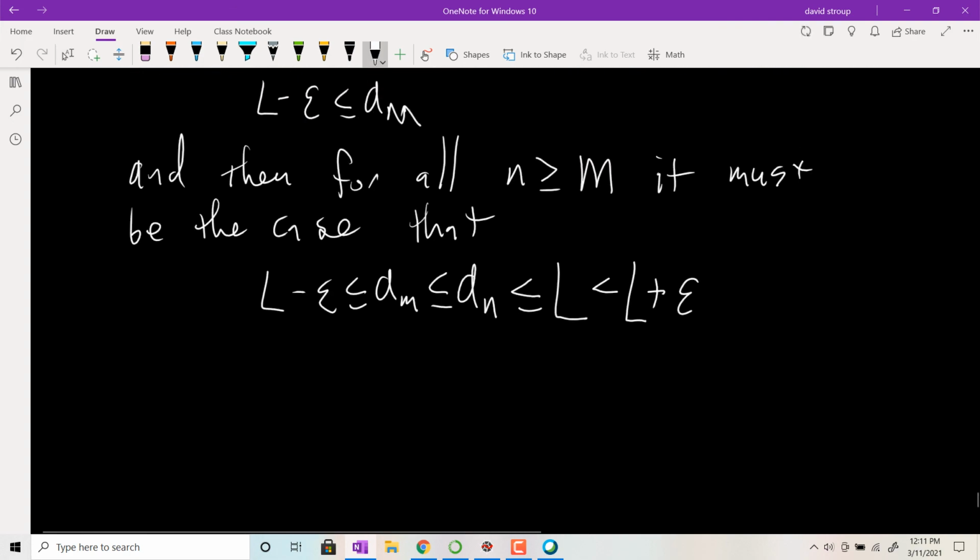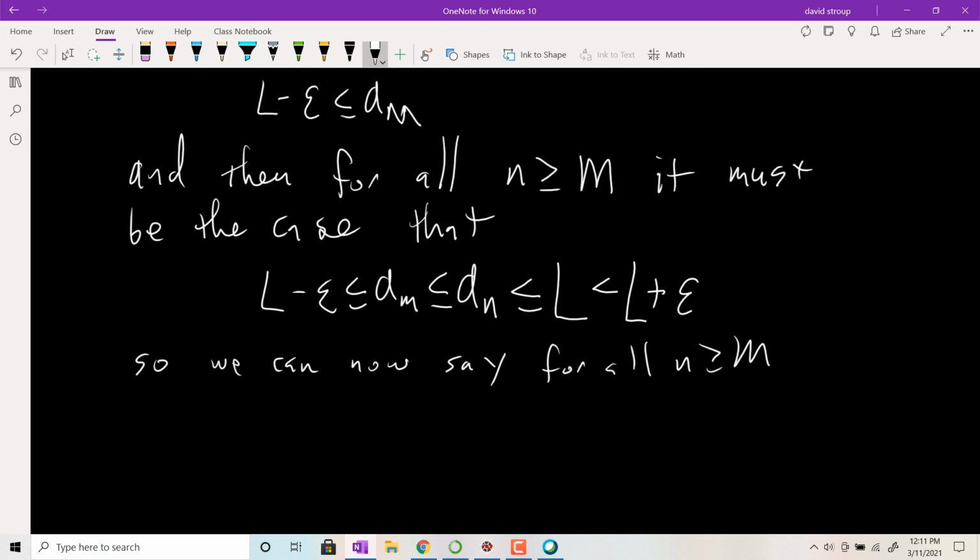So we can now get rid of the a sub n. We can now say for all n greater than or equal to this big M, a sub n is greater than L minus epsilon, and then less than L plus epsilon, which is the compound inequality definition for the limit L. You have to obviously subtract L from all three sides.